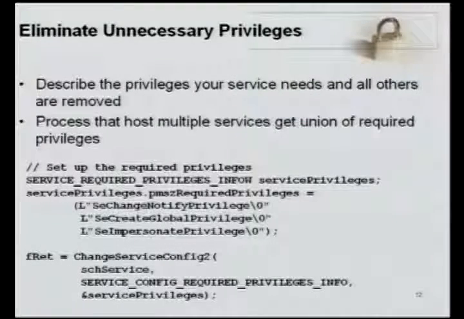The next thing we introduced was a way for services to declare what privileges they needed, and for the service control manager to automatically strip all the unnecessary privileges from their token. And so there are APIs that people can call to say, here's a set of privileges I'm going to use. If you have multiple services in a service host, the service control manager takes a union of those and puts it in there and strips away all the rest.